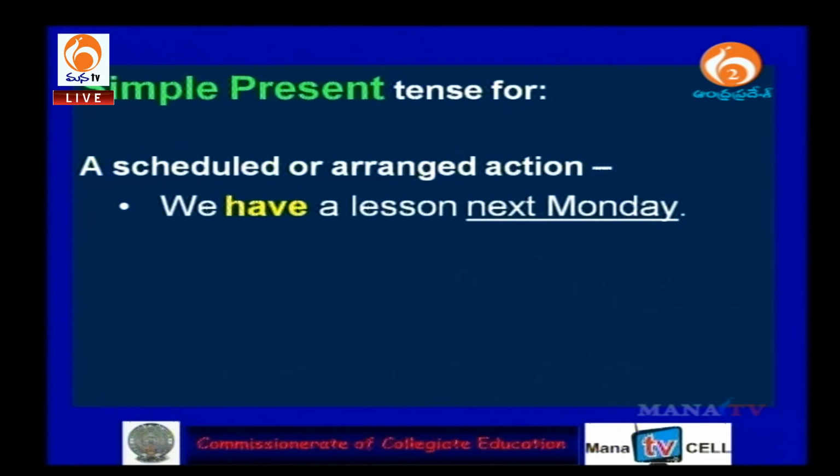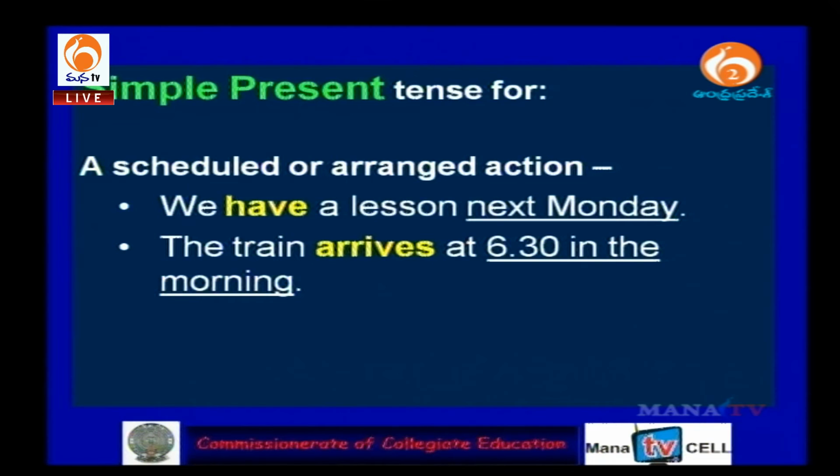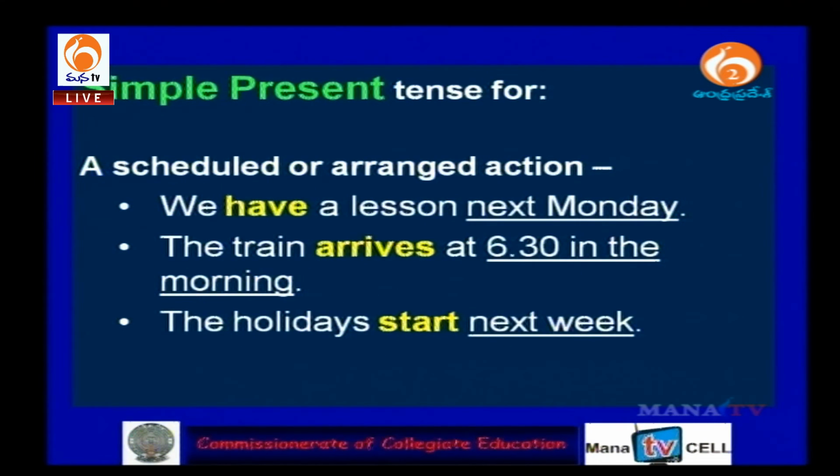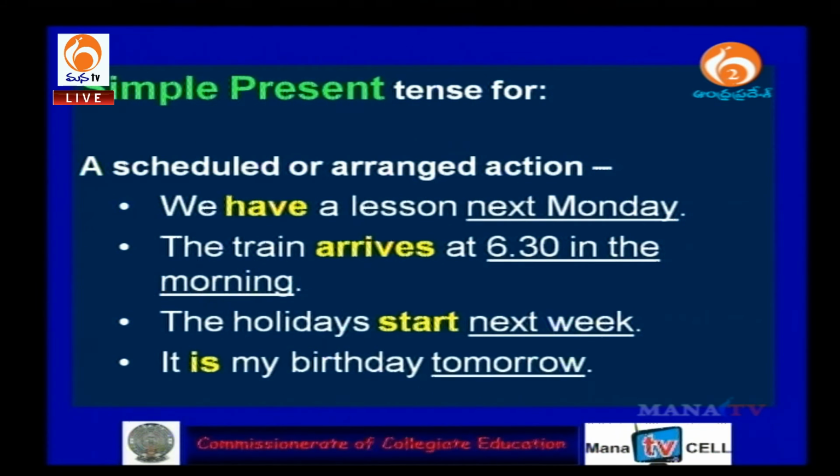Now you know that next Monday denotes the future time. Now, the train arrives at 6:30 in the morning. That means at 6:30. Actually, I am supposed to use will plus V1. That means the train will arrive at 6:30. I need not use will plus V1 as an option, as a combination. I use V1 plus S because the subject is singular in number. The train arrives at 6:30 in the morning. Again, the next example. The holidays start next week. Here is the same example, the arranged action, the scheduled action. And it is my birthday tomorrow. It is a fixed one. I cannot change my birthday from tomorrow to some other day.